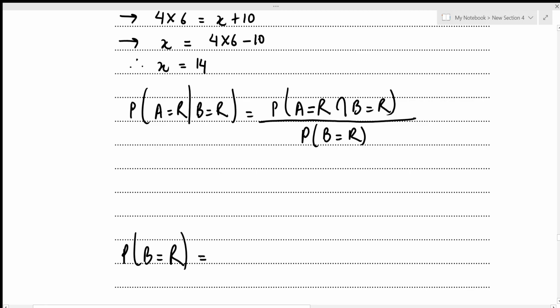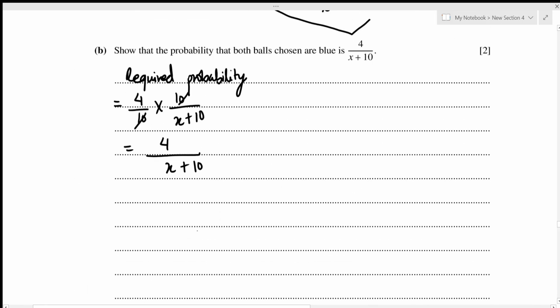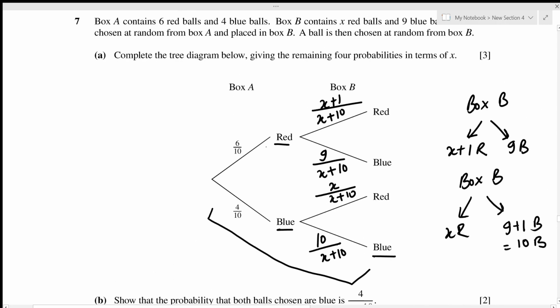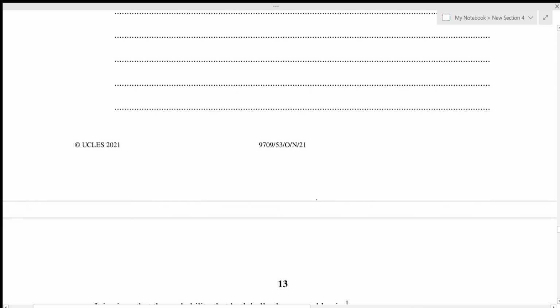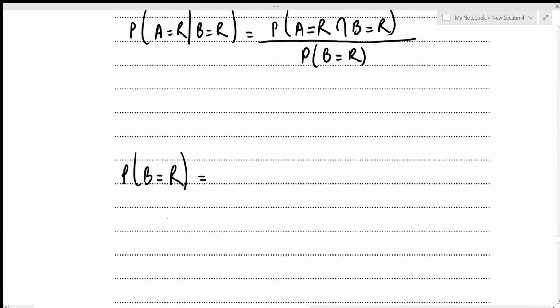So that's going to be the ball chosen from box B is going to be red. We have two different possibilities. We can either choose red from box A and then red from box B, or we can choose blue from box A and red from box B. So that's going to be 6 by 10 into x plus 1 by x plus 10 plus 4 by 10 into x divided by x plus 10. Okay, so this is going to be, first it can be red and red. So that's 6 by 10 into x plus 1 by x plus 10, or it can be blue and then red. That is 4 by 10 into x divided by x plus 10.